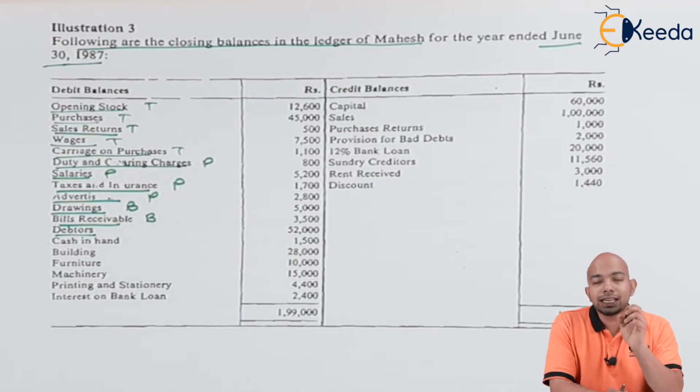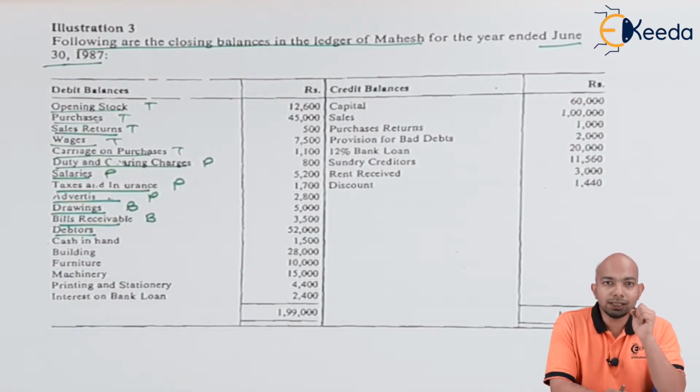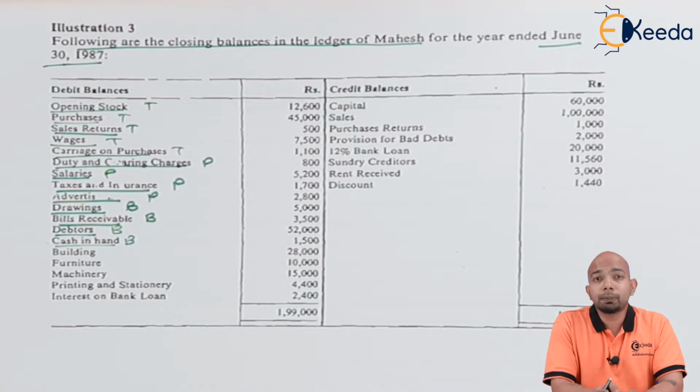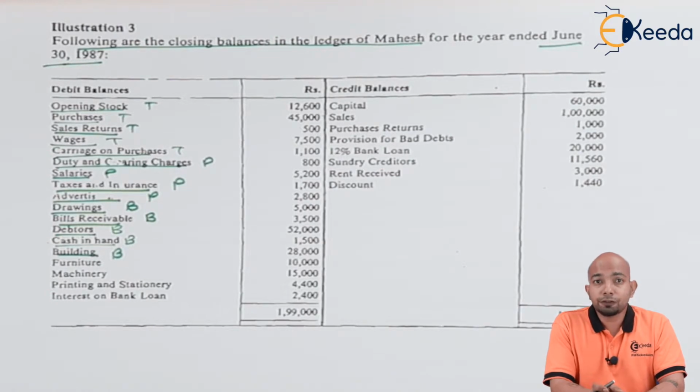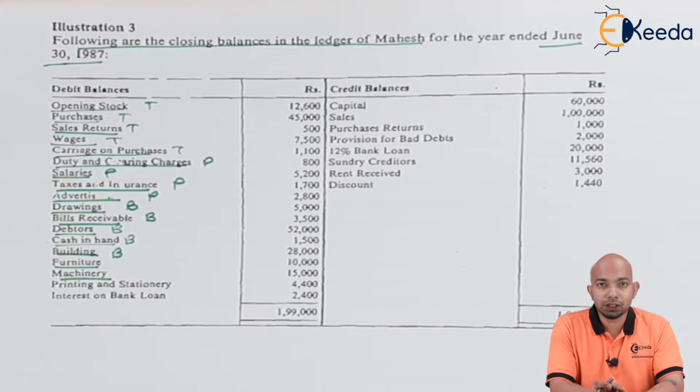All the calculations that have to be done should be done in the inner column itself. Cash in hand is again a balance sheet item, as it's termed to be a current asset. Building also being an asset for us, a fixed asset, hence it is a part of the balance sheet asset side. The next two items, furniture and machinery, are also a part of balance sheet asset side items, hence they will be mentioned in the preparation of the balance sheet.